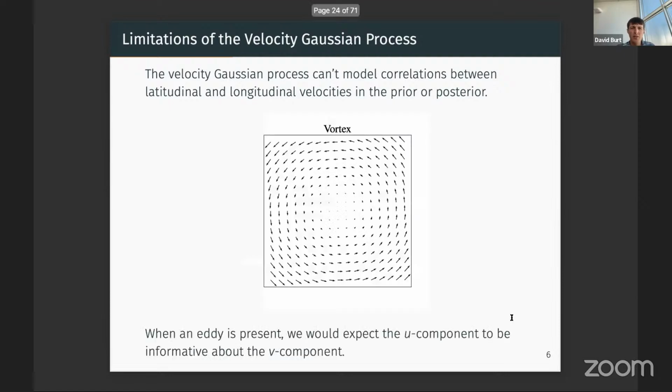So why might this be an issue? Well, if you imagine a simplified ocean current, which is just a vortex spinning in a circle, you might expect the U component to be informative about the V component, because when the U component is large in magnitude, the V component is small, and vice versa. And while we know the actual ocean current is more complicated than this, we still expect that correlations might be useful to incorporate into the model.